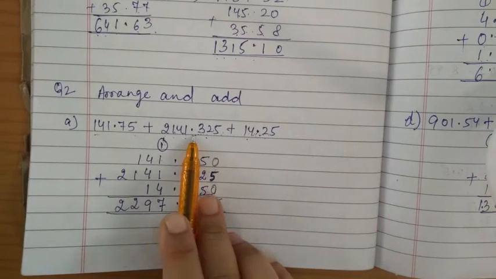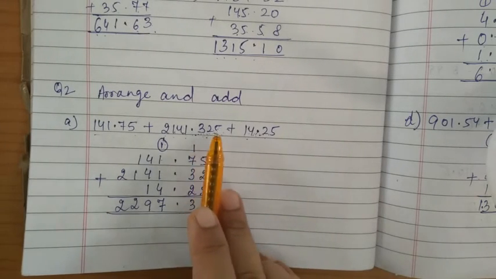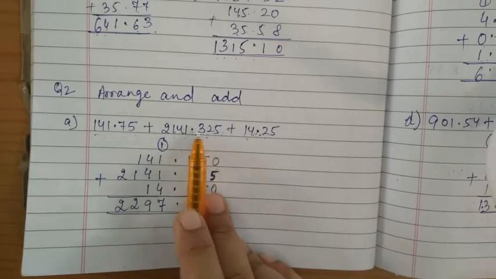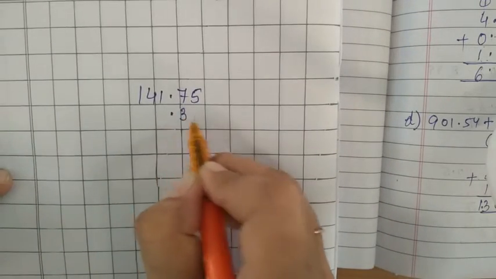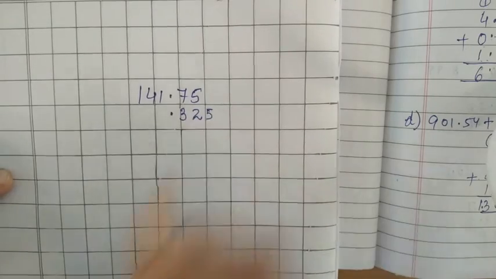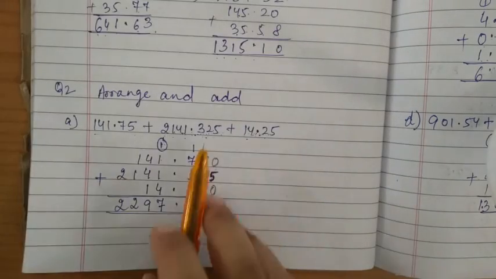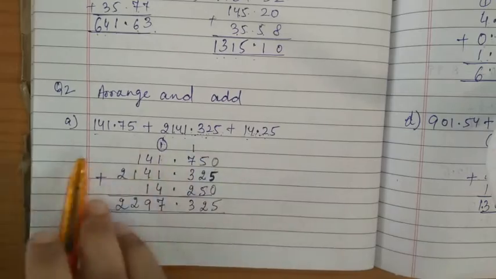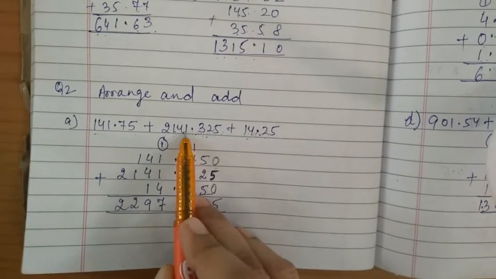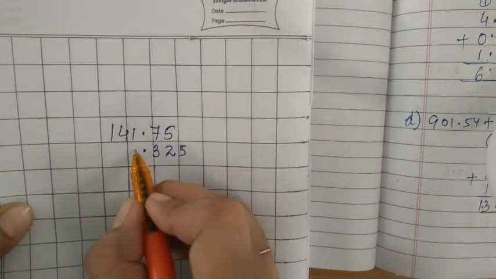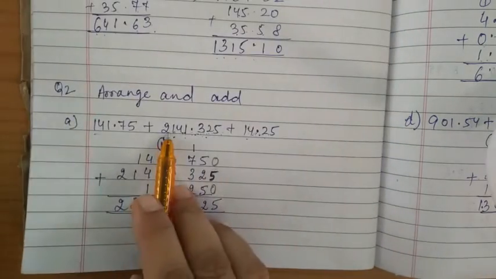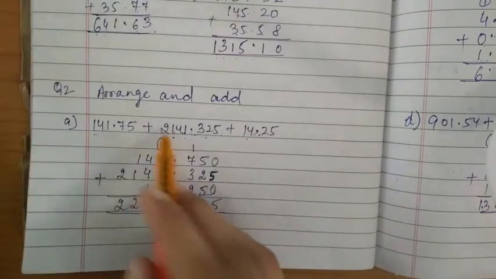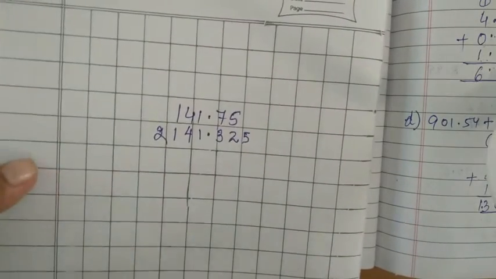Then here after the decimal we have 3, 2, 5. After the decimal 3, 2, 5. So we will write the number after the decimal, that is 3, then 2, then it is 5. Then we will just look at the numbers which we have written before the decimal, that is 1. Now we will write 1, then we have 4, we will write 4, we have 1 again, we have 1, then we will write 2. So this is the second number.